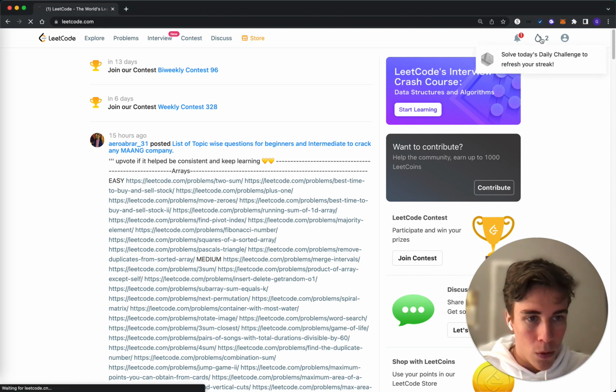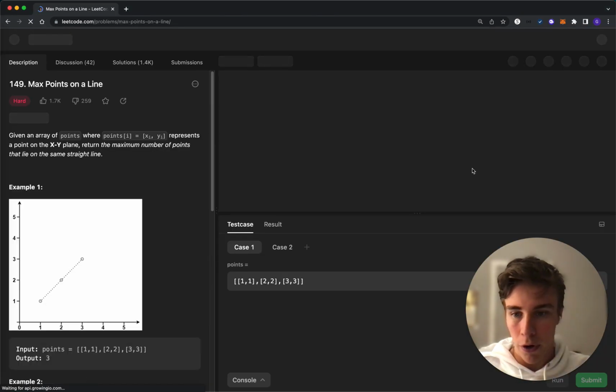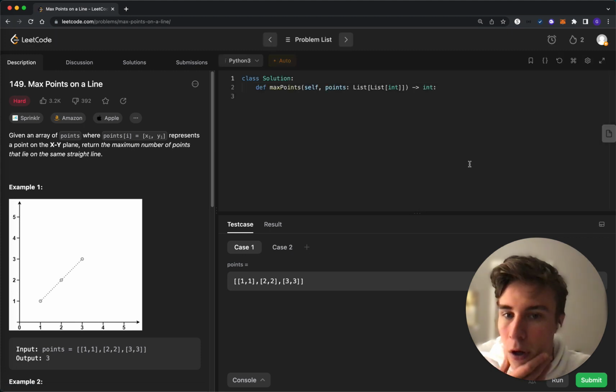We're going to start our third challenge. Ooh, this one is the first hard one that we've received. Okay, so problem 149, max points on a line. Given an array of points where points[i] is another array representing a point on the xy plane, return the maximum number of points that lie on the same straight line.